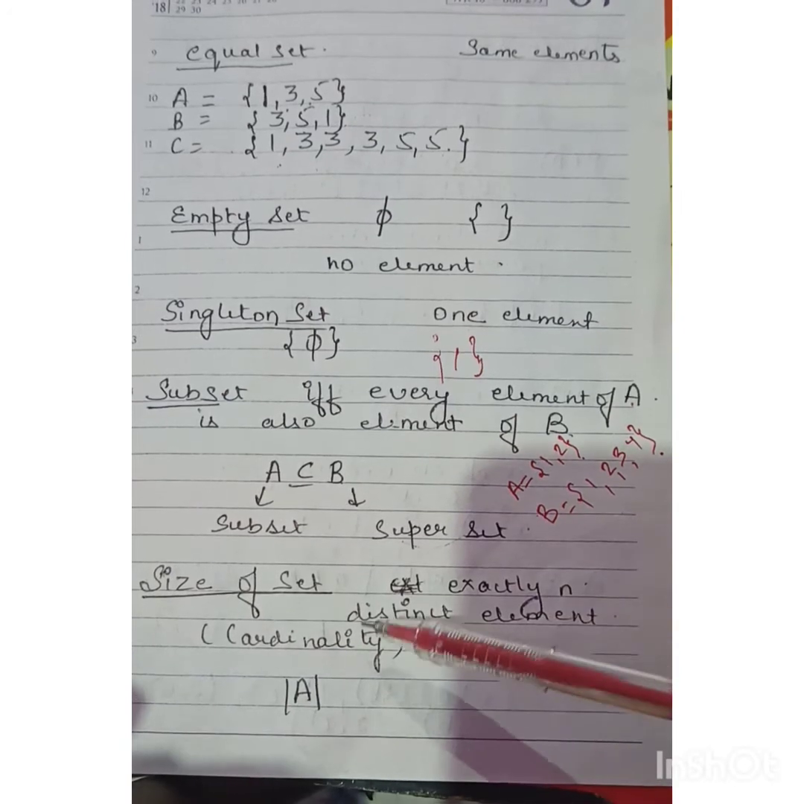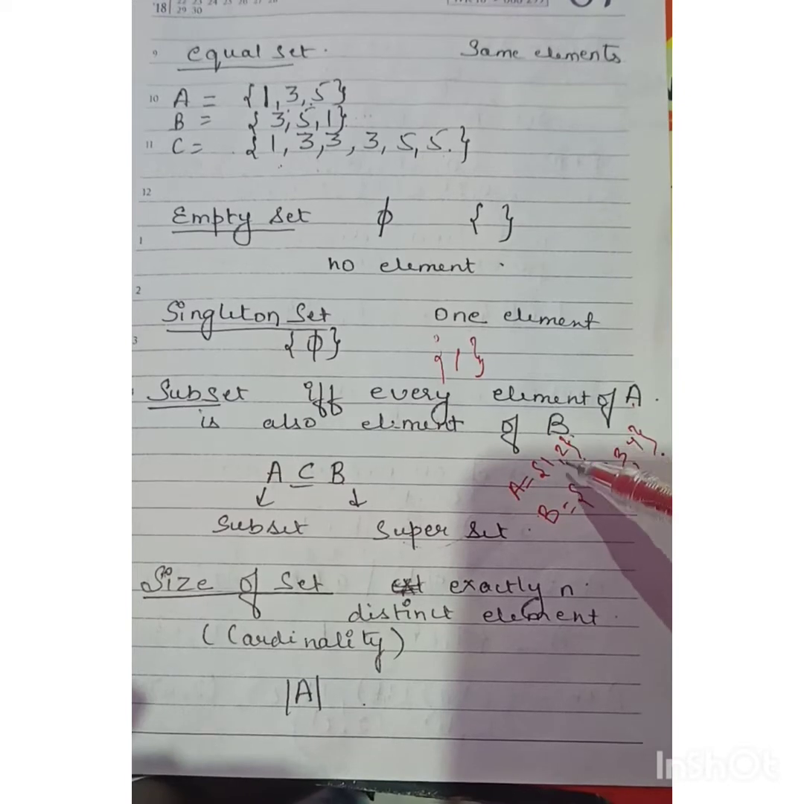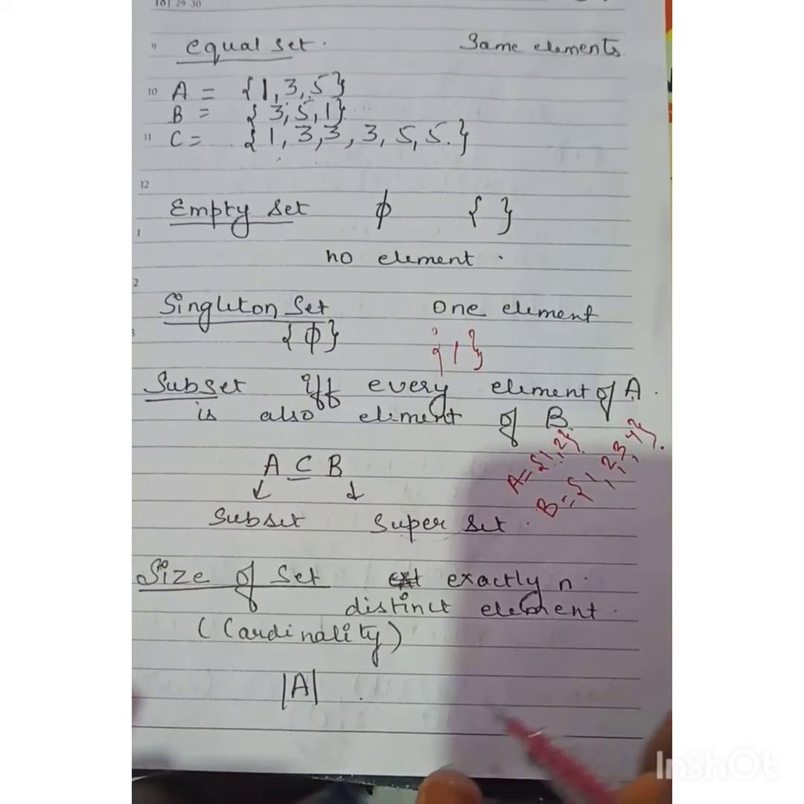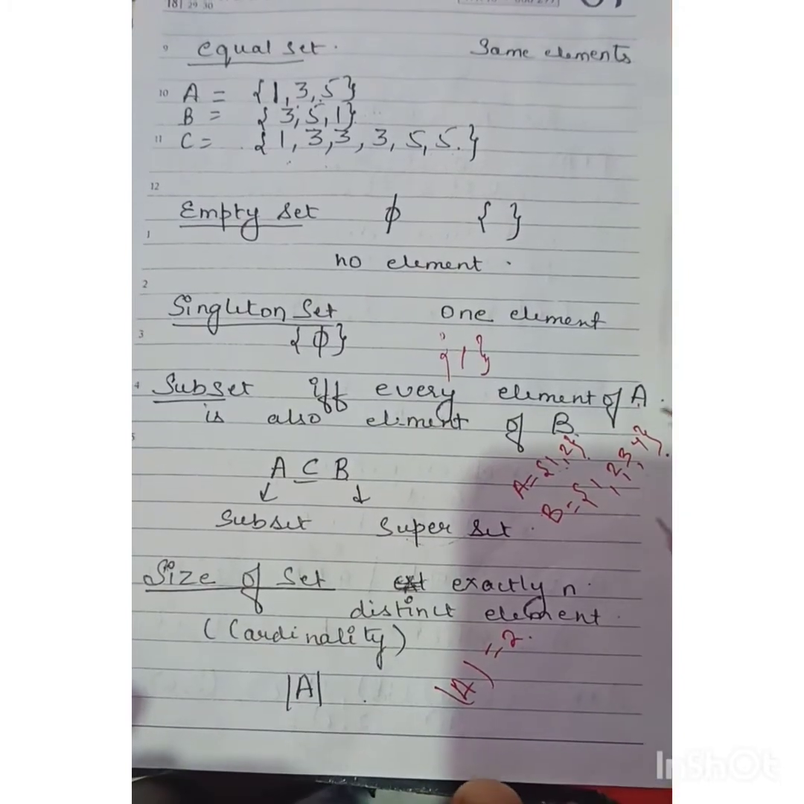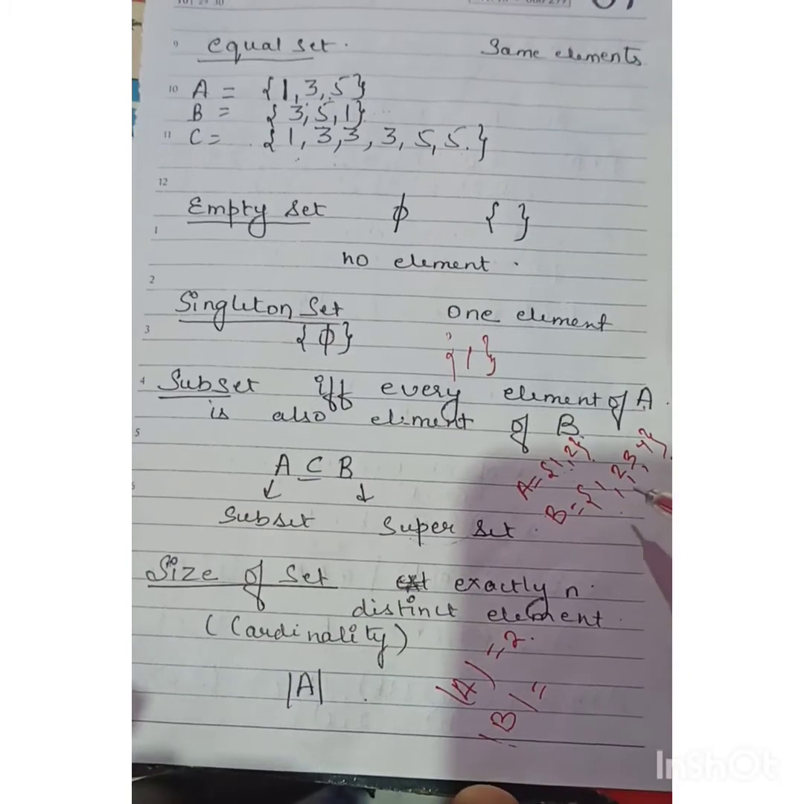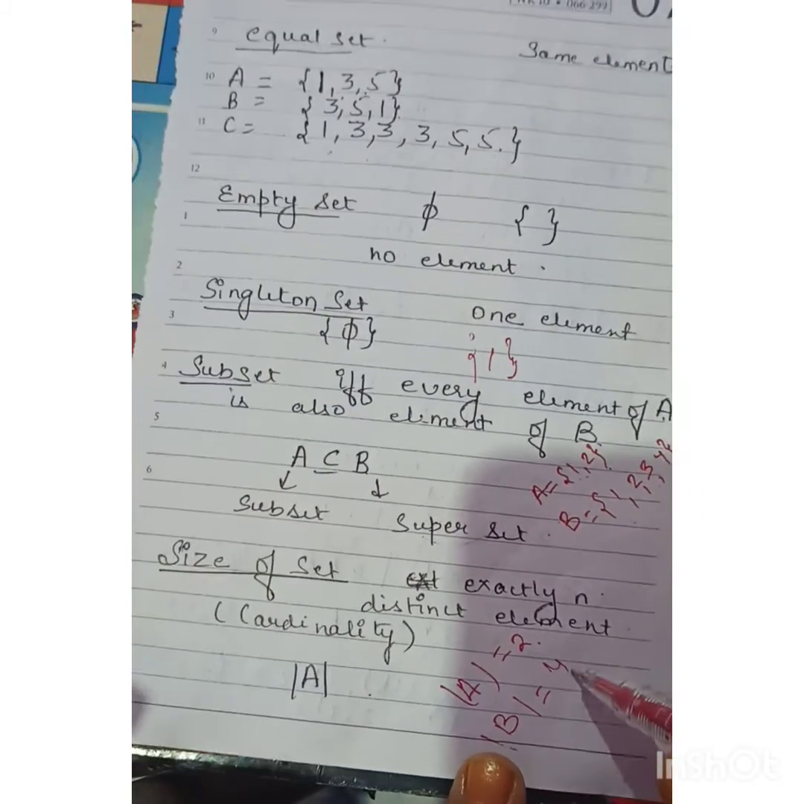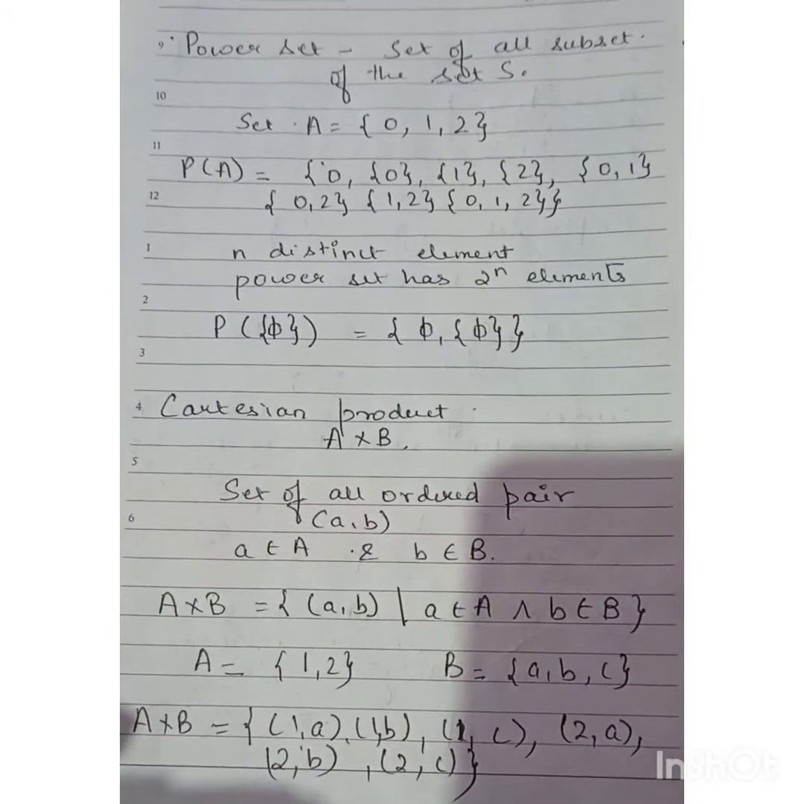Next topic is the size of the set. Exactly n distinct elements is called the size of the set, or you can write it as the cardinality. For example, we have to calculate the size of set A. We have 2 elements, so the cardinality of set A is 2. If we calculate the cardinality of set B, we have 4 distinct elements, so the cardinality of set B is 4.